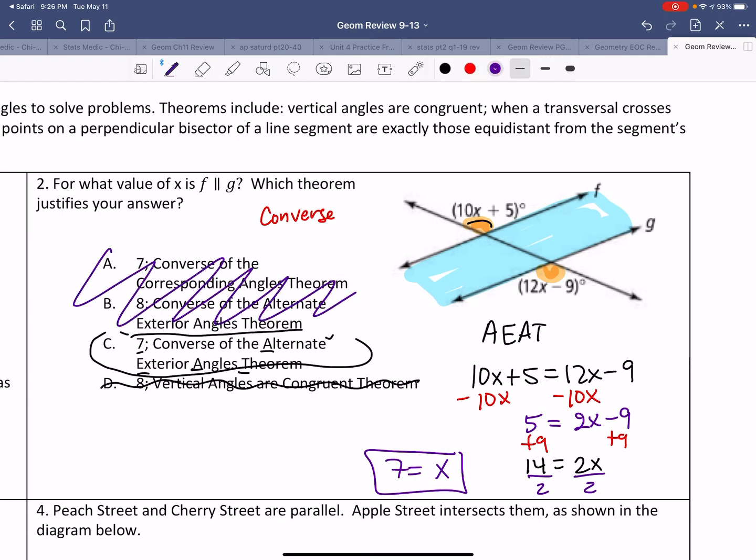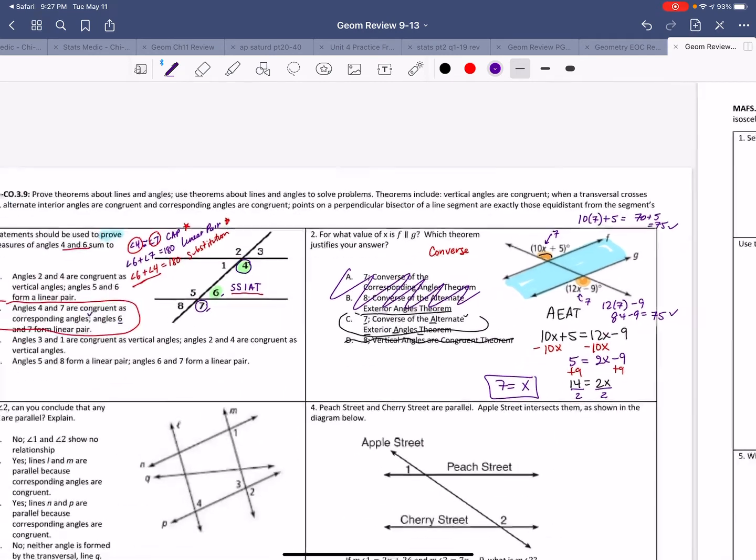Could I plug this back in if I really wanted to? Yes. On any high stakes test, you might also want to plug it back in just to be sure. And you get 75. Here you plug it back in. You get 84 take away 9, which is 75. What do you know? Definitely right.